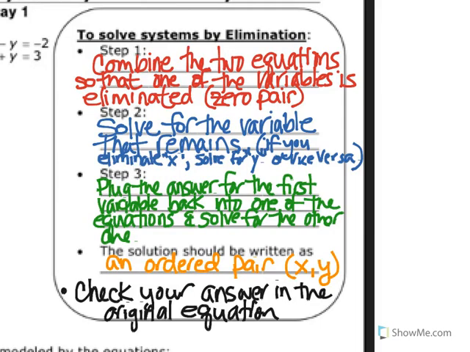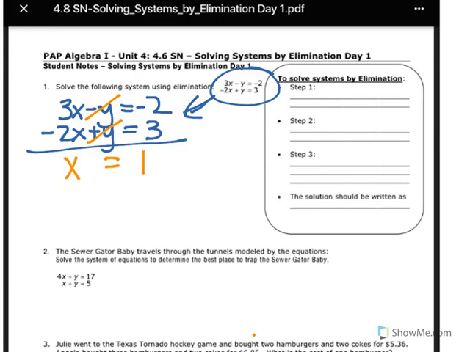is to plug the answer for the first variable back into one of the equations and solve for the other one. So since now that I know x is 1, I'm going to plug that back into one of the equations. It doesn't matter which equation you use. So I'm going to go ahead and use the bottom equation, this one. You could use the upper one. It'll do the same thing. So I'm going to rewrite that equation.